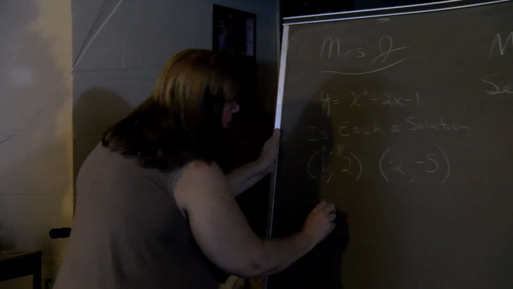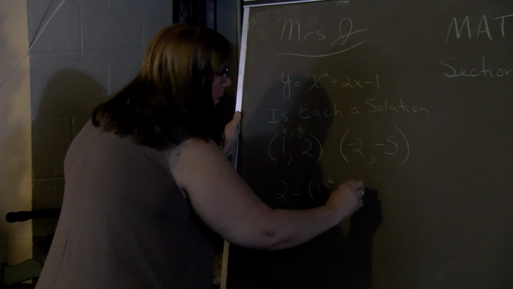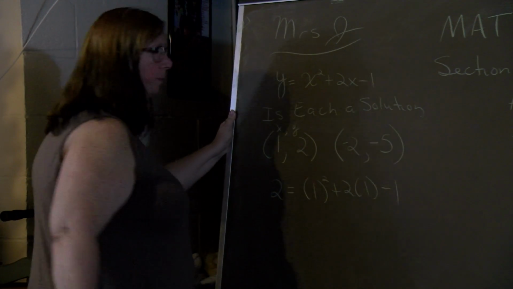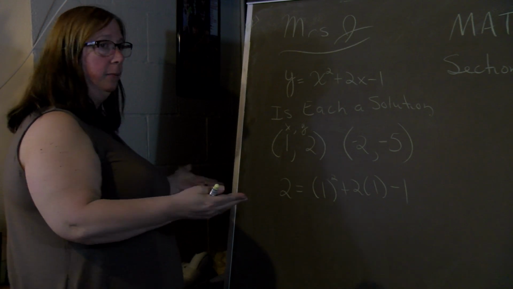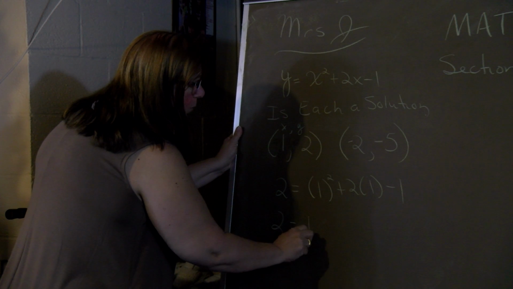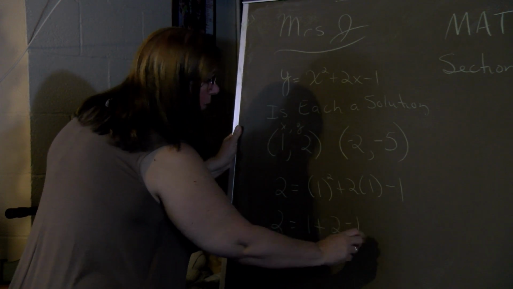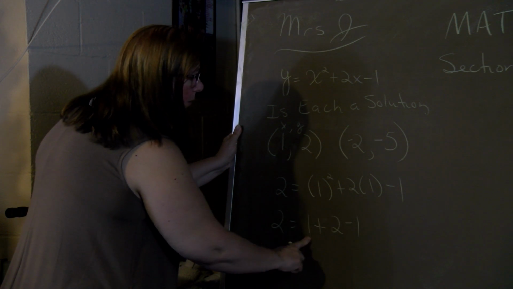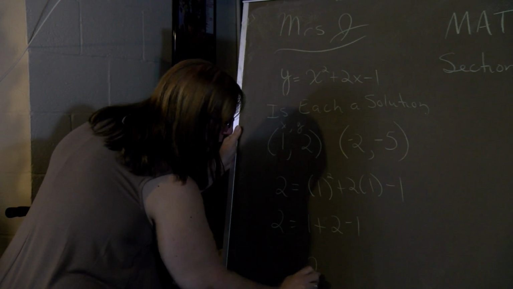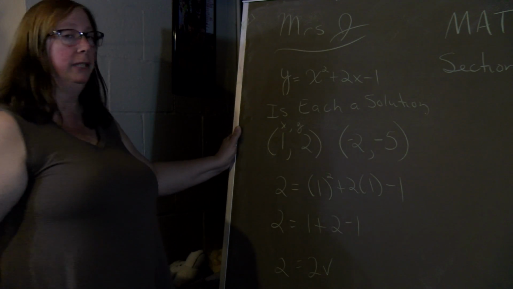So we want to know if 2 equals 1 squared plus 2 times 1 minus 1. And then you just simplify. We'll leave the 2. 1 squared is 1, plus 2 times 1 is 2 minus 1. And if we add these up, we get 3 minus 1, or 2 equals 2. So that would be a solution.